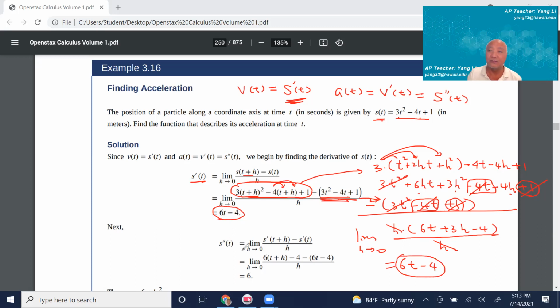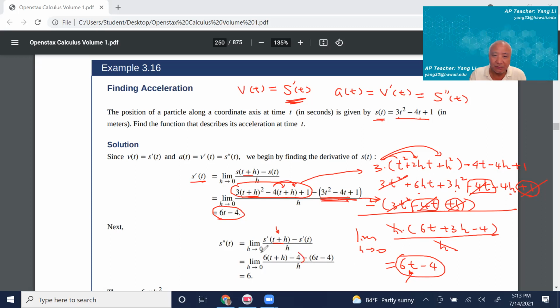Second derivative means what? The first derivative, do one more derivative again. It means that you make h approach 0 of the derivative of this one minus the derivative of the t. That's the definition. And then since this variable is t plus h, this t has to be substituted by t plus h. So you have a 6(t plus h) here and a -4.